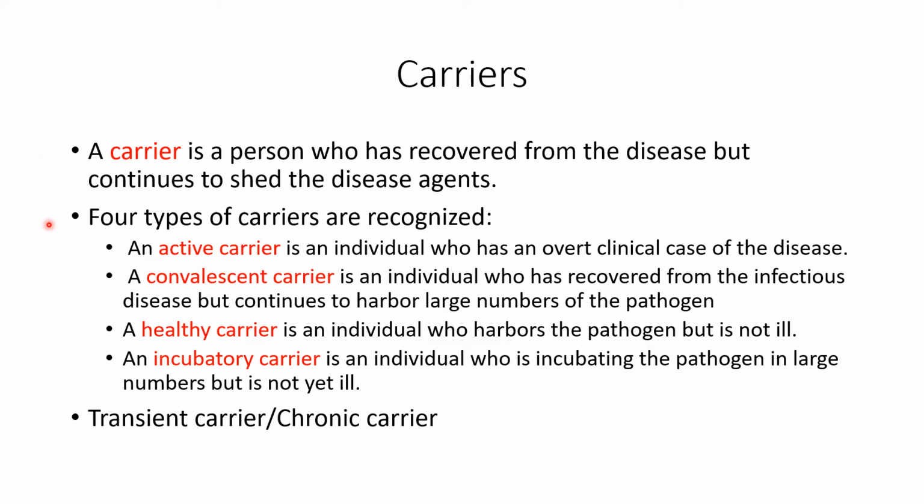Again, there are four types of carriers we usually come across in society. The first one is an active carrier. Who is an active carrier? He is an individual who has an overt clinical case of the disease. That means he is suffering from the disease, at the same time he is shedding the pathogen in the environment and transferring it to others. Such a person, who suffers from the disease and also spreads the organism, is called an active carrier.